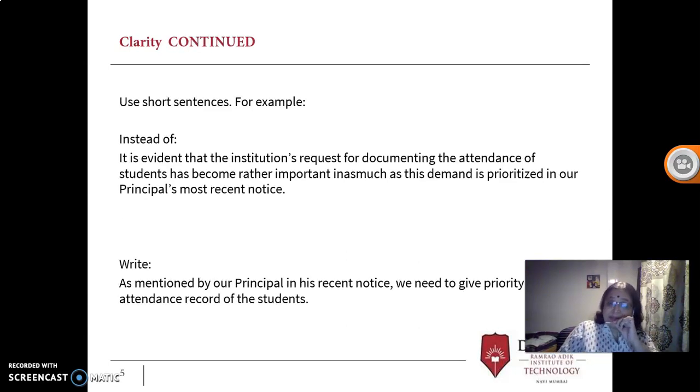You should be using short sentences as well. For example, when you're using long, involved, convoluted, complex sentences, like: "It is evident that the institution's request for documenting the attendance of students has become rather important in as much as this demand is prioritized in our principal's most recent notice." That's quite a mouthful. A simpler, shorter and better way would be: "As mentioned by our principal in his recent notice, we need to give priority to the attendance record of the students."